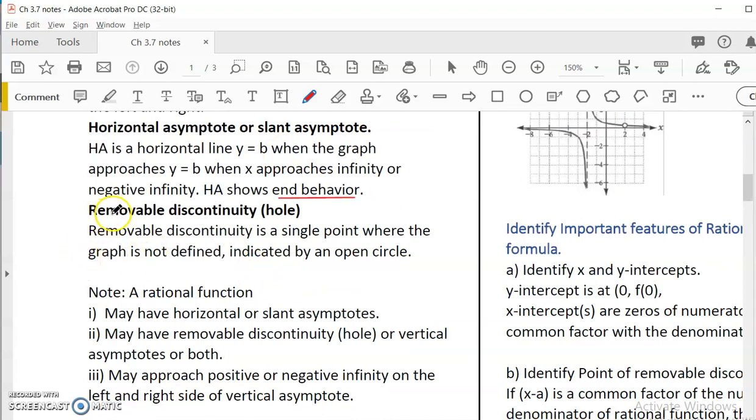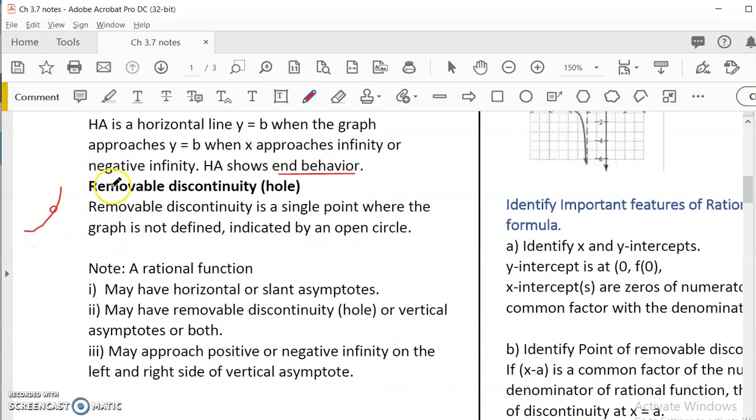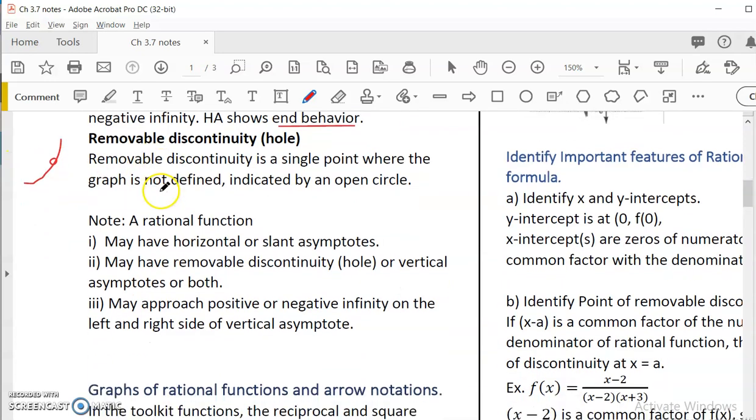The third thing is a point called removable discontinuity. Sometimes we call it a hole. A removable discontinuity is a single point where the graph is not defined, indicated by an open circle. So you can see that the graph breaks up. For example, it would be going up, up, up like this. Oh, and then there is a hole here. That's called removable discontinuity. These are studied intensively in calculus, so we need to know about them.